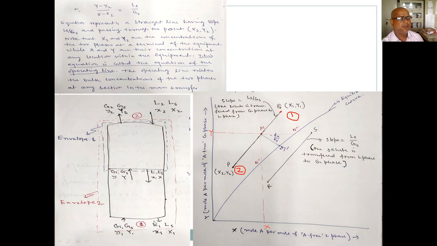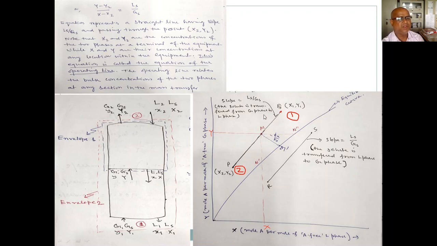Isn't it? So point 2 is whatever, because y2 is low and capital X2 is low. This is your y2 and x2, and this is your x1 and this is your y1. And if you draw this line now, what is this? You see, this is nothing but the slope: y1 minus y2 by x1 minus x2.